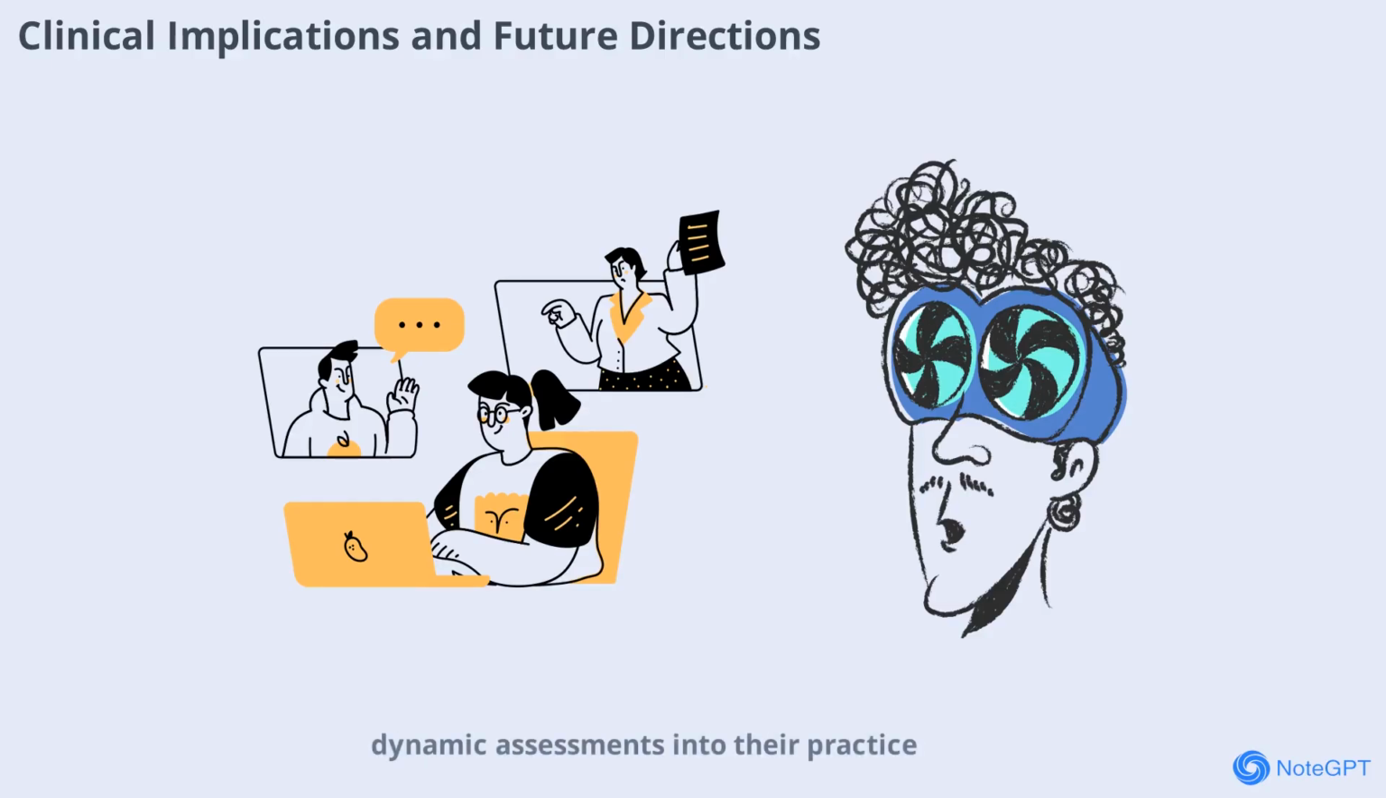Clinicians are encouraged to incorporate dynamic assessments into their practice, using accessible tools like smartphone apps when advanced equipment is not available. Ongoing research is needed to refine measurement techniques and establish normative values for dynamic Q angle in different populations. Ultimately, a shift towards dynamic, movement-based evaluation will enhance our ability to prevent, diagnose, and treat knee injuries more effectively.